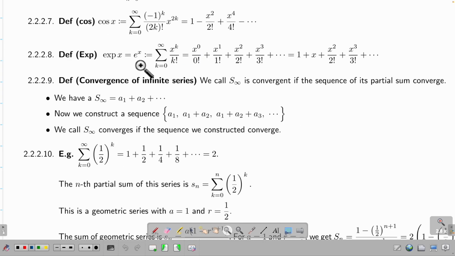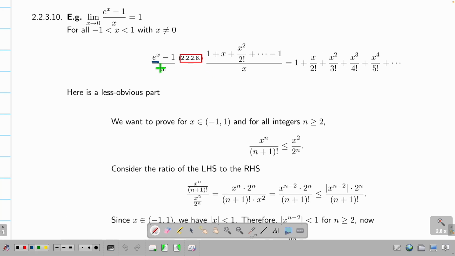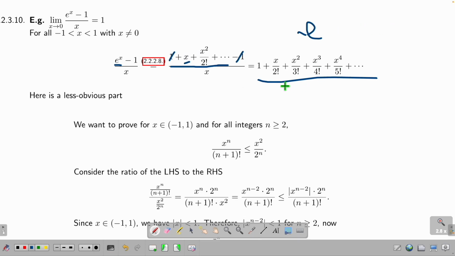First, ex, because of 2.2.2.8, the blue part is just this big chunk of thing. Now I have 1 cancel out. All these terms have x. I just divide by x, I get this guy. What is this? Like ex, but no, because this is power 1 divided by 1, power 2 divided by 2 factorial, but this is power 1 divided by 4 factorial, so this somehow looks like ex, but not actually ex. What is this? This is, I simplify my middle guy.